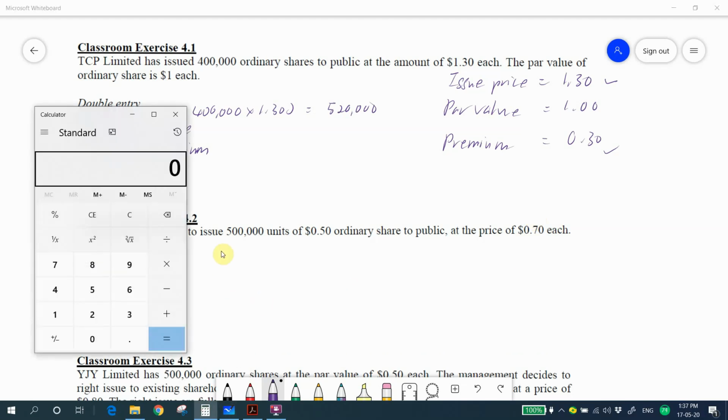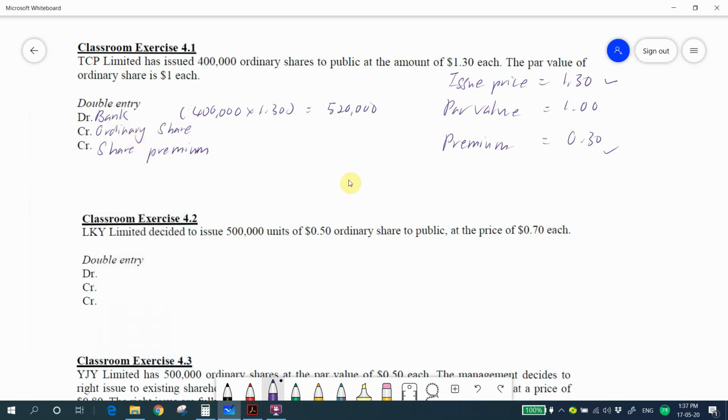We use a calculator to check this. 400,000 times 1.3 is 520,000. And for ordinary share, we use 400,000 times the par value 1, which is 400,000. And then for share premium, we use 400,000 times 0.3, which is the premium. So we get 120,000. So this is the double entry when we issue the share for the company.